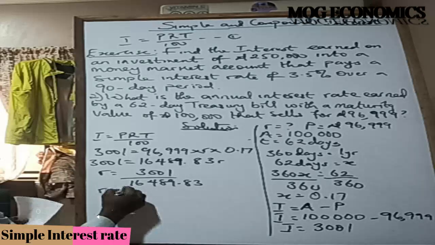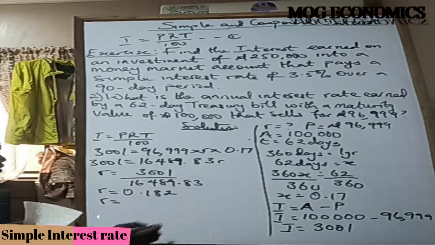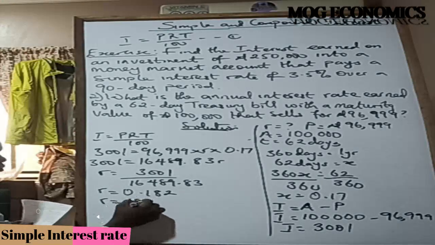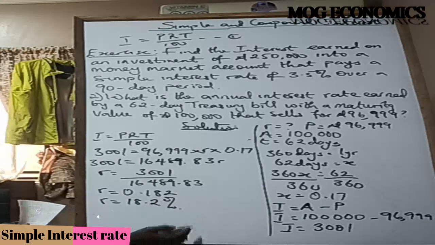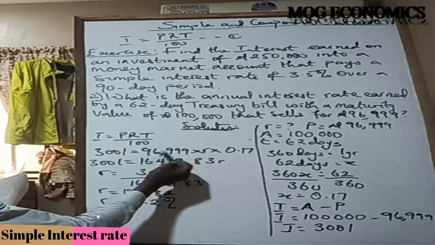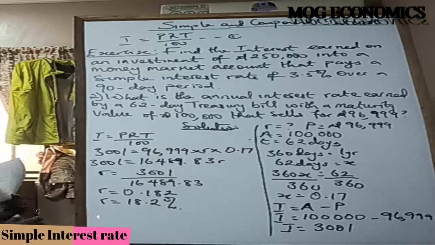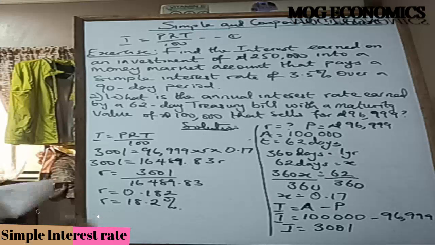0.182. So you then multiply this answer by 100, right? And that will give us 18.2%. So you can see that I didn't put 100 here. I didn't divide by 100. Just multiply the final answer by 100 to express in terms of percentage.